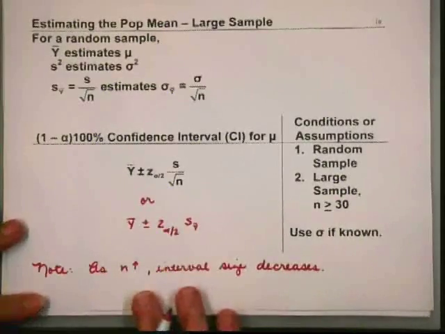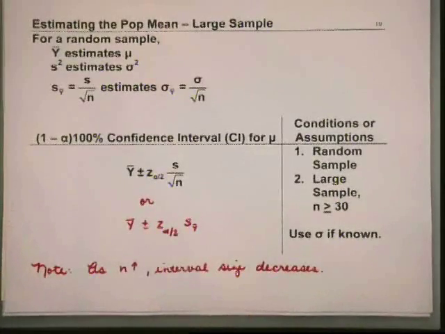Okay, does that make sense? Sure, if I look at a bigger part of the population, I've got to feel better about my estimate, don't I? I'm going to be able to estimate it better, or with a narrower interval. Intuitively, that makes sense.